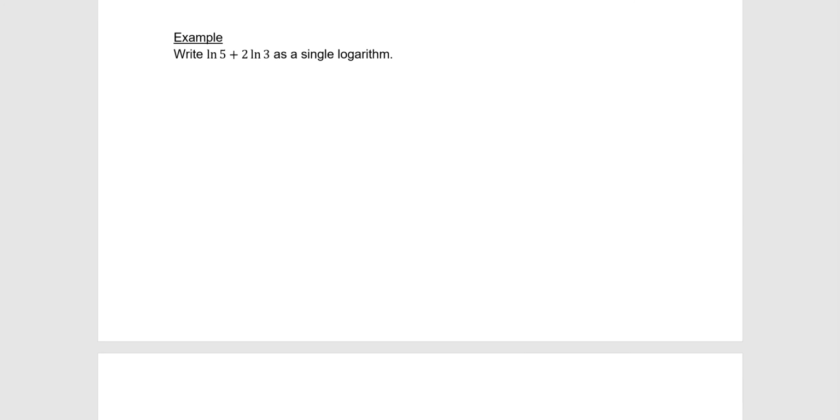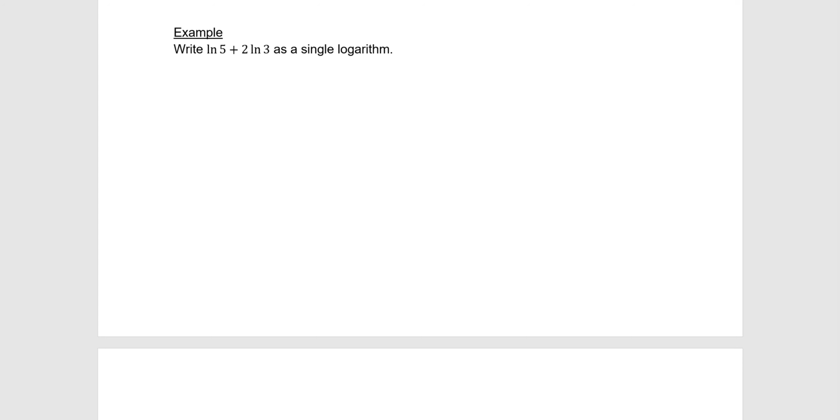Okay, let's do a couple examples. Let's write ln of 5 plus 2 ln of 3 as a single logarithm. So we want to write this with just one ln. The first thing we have to do is get rid of this 2 by using the power rule, bringing it up into the exponent. That's going to be the ln of 5 plus the ln of 3 squared. So that's the ln of 5 plus the ln of 9.